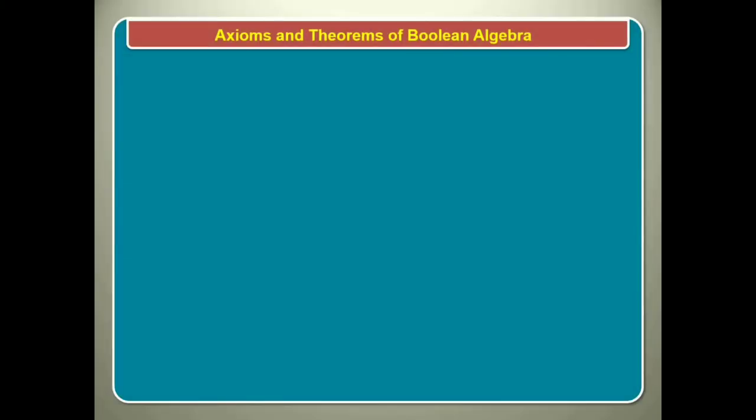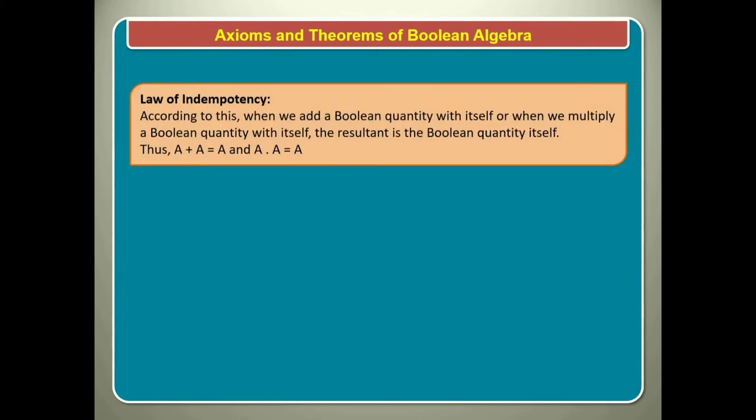The next important axiom is the law of idempotency. According to this, when a Boolean quantity is added or multiplied to itself, the resultant is the Boolean quantity itself. Thus, we can say that A plus A is equal to A, and A multiplied by A is equal to A, where A is the Boolean quantity.